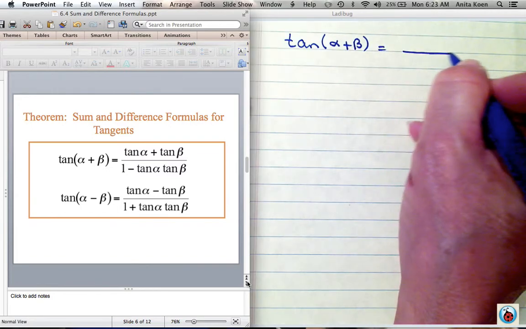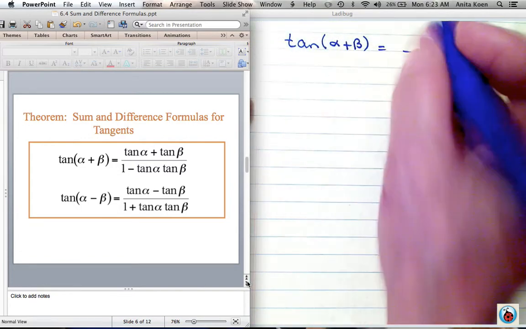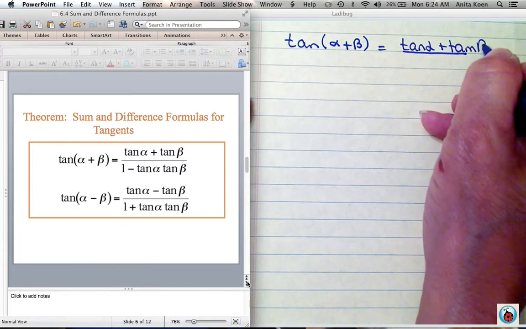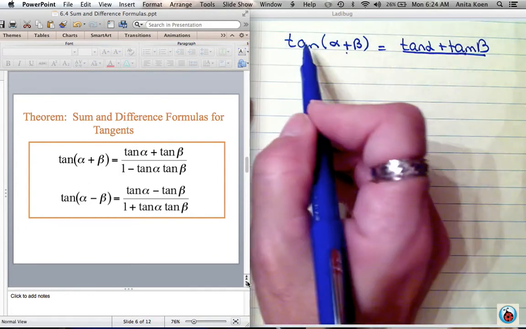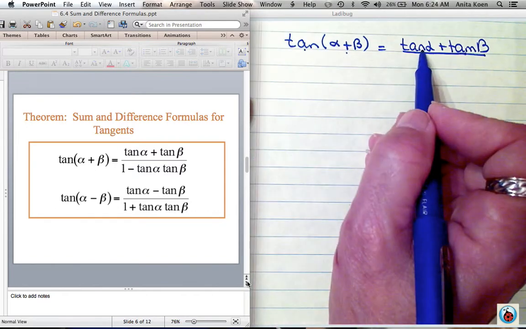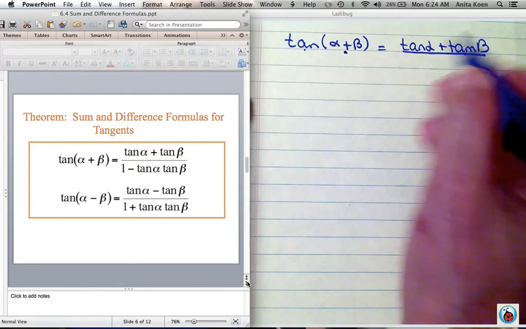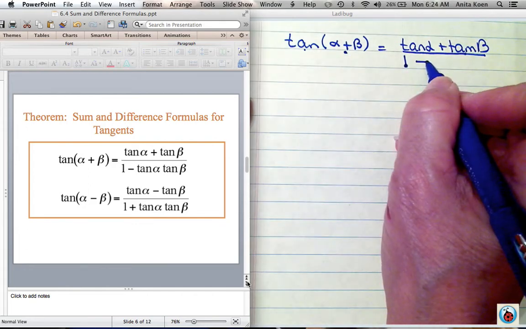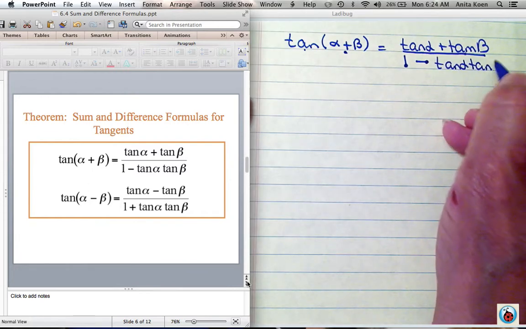So if I have the tangent of alpha plus beta, the first thing I'm going to do is I'm going to remember that a tangent is always going to be a quotient. My sum and difference formula for a tangent is always going to be a quotient. And I'm always going to take the tangent of alpha plus the tangent of beta. So if this is tangent of alpha plus beta, you're going to keep the same sign, and you're going to do the tangent of the first angle, keep the same sign, plus the tangent of the second angle. And then on the bottom, it's always going to be 1, and then we're always going to do the opposite sign, and then we're going to multiply the tangent of alpha times the tangent of beta.